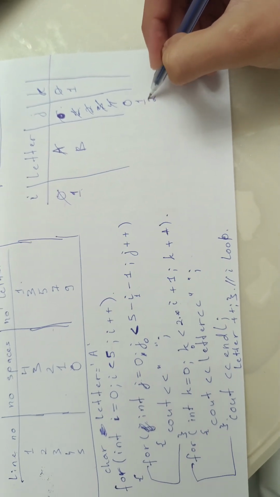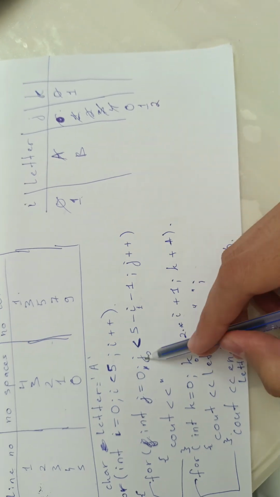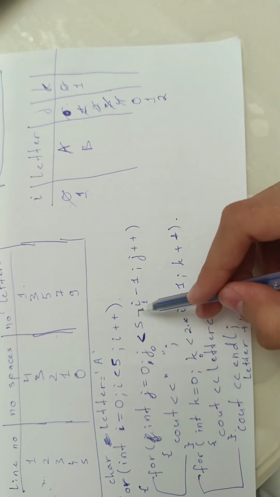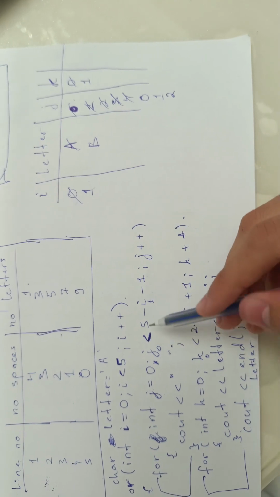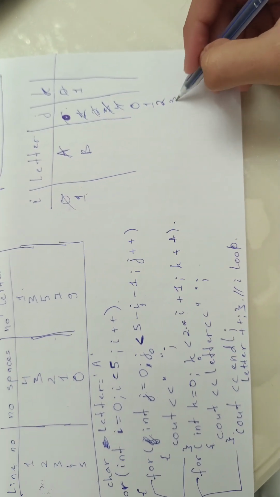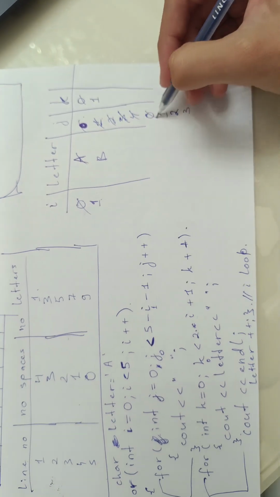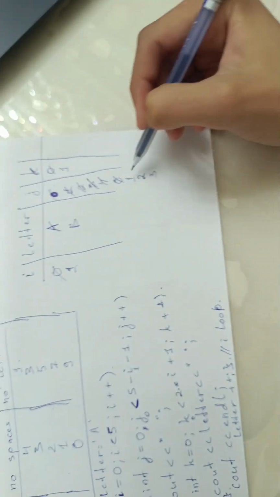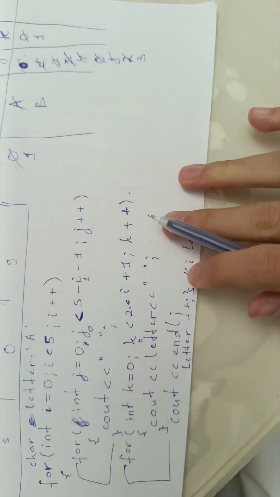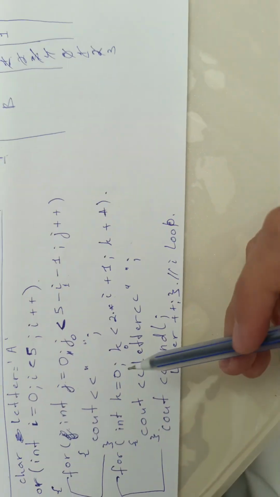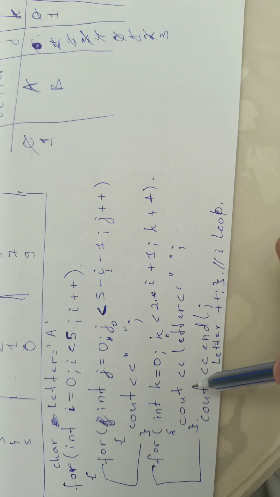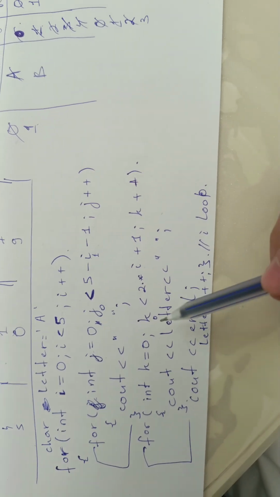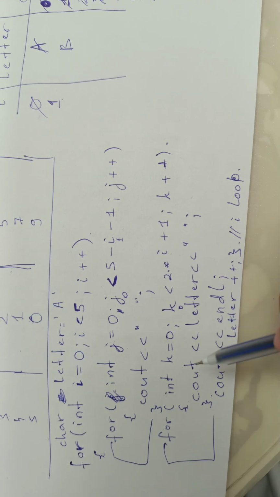So 3 and 3. 3 is not less than 3, it equals 3, so it will not print out. So there will be 3 spaces in line 2. After that, we will change to the K loop.